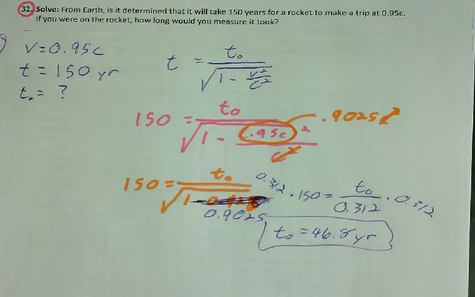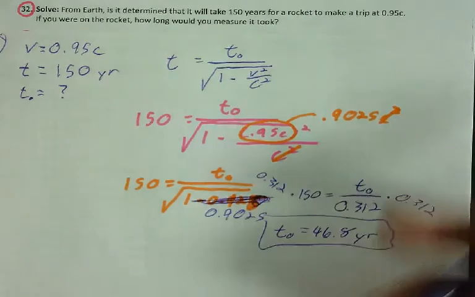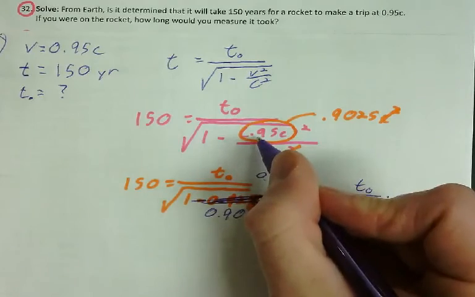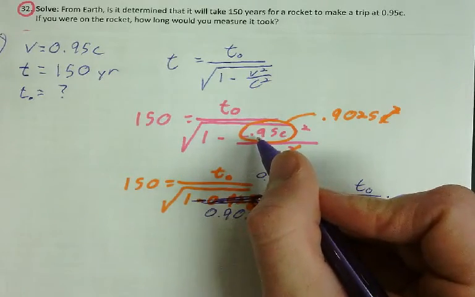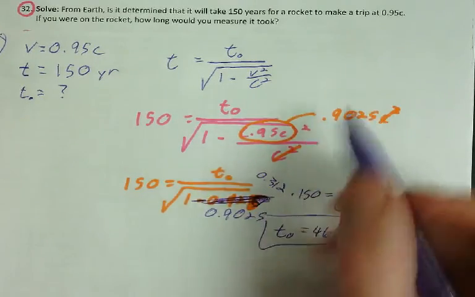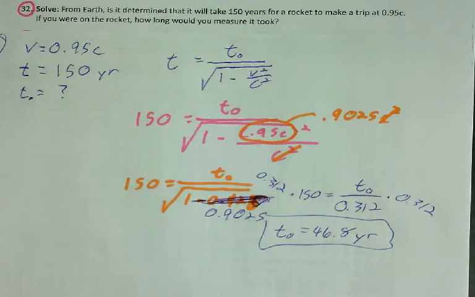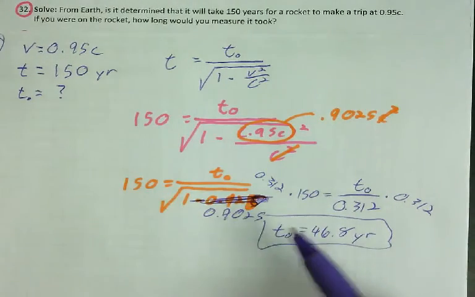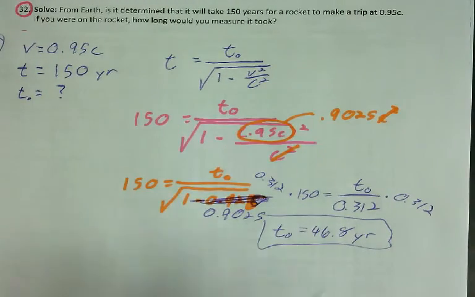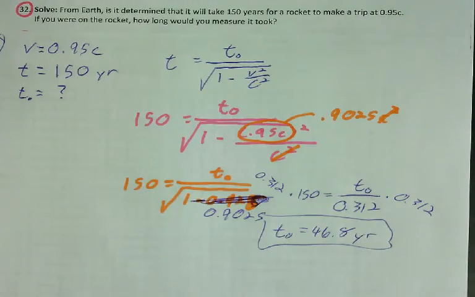A couple of easy mistakes to make. Squaring C but not squaring 0.95. Okay, that'll be one mistake people make. Forgetting to subtract that number from 1. That's a mistake that's easy to make. Forgetting to square root that number. That's an easy mistake to make. Getting T and T naught mixed up. There's a lot of little mistakes you can make. So be really careful because there's no partial credit. Which means if you get it wrong, it's wrong. So be really, really careful when you're solving it.